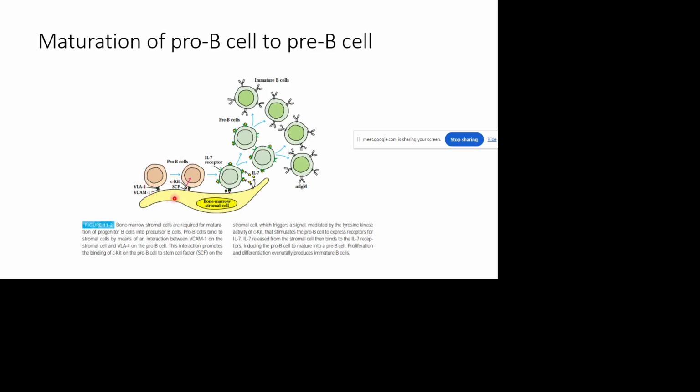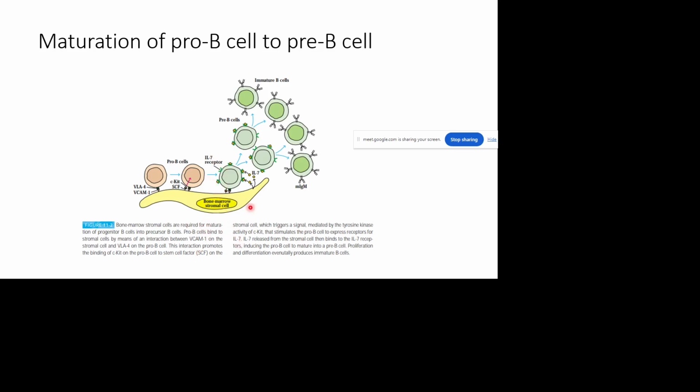Through this VLA4 VCAM1 interaction, these pro B cells will start expressing a surface receptor which is called c-kit. This c-kit on the pro B cell binds to the stem cell factor SCF on the stromal cell, and this triggers a signal mediated by the tyrosine kinase activity of c-kit. C-kit has a tyrosine kinase activity, and by this activity it will stimulate the pro B cell to express the receptor for IL-7.